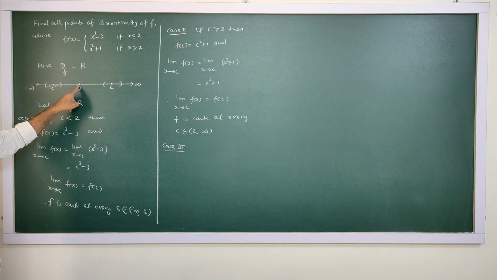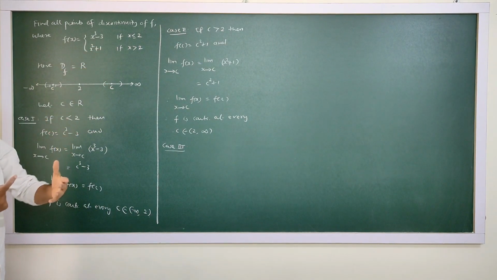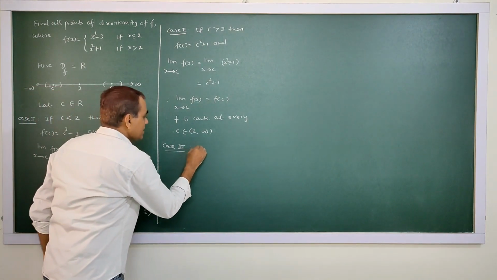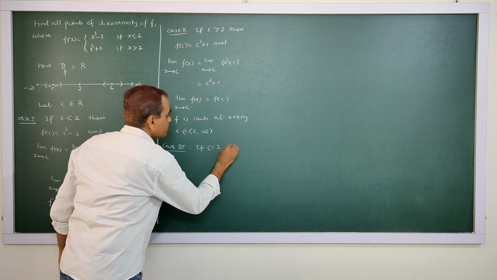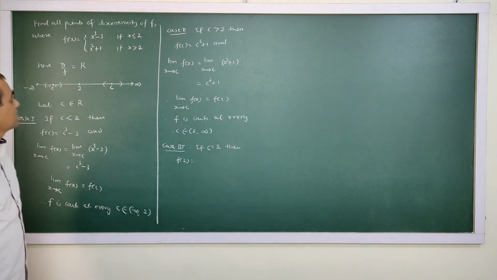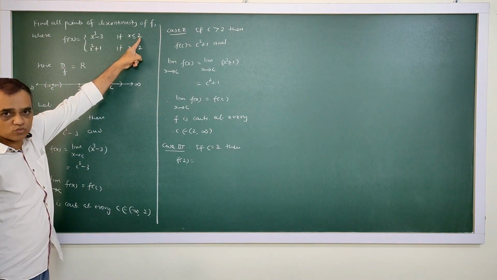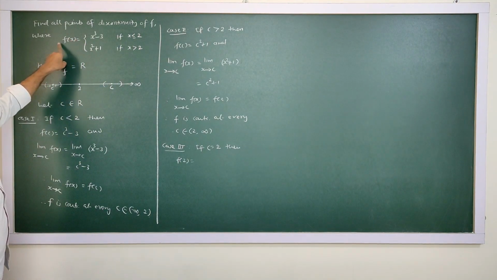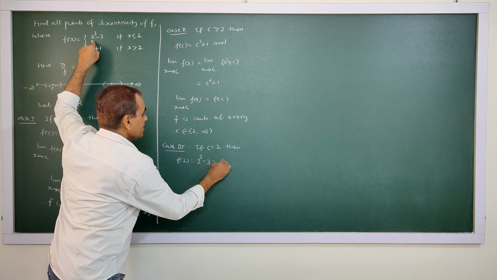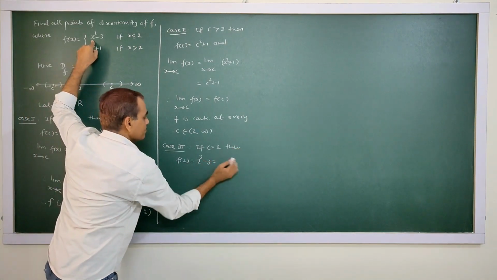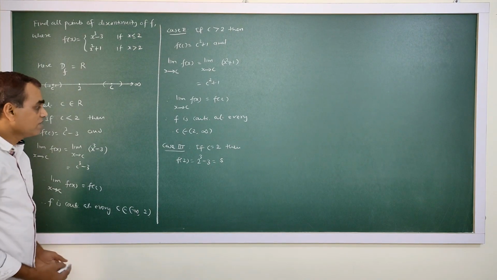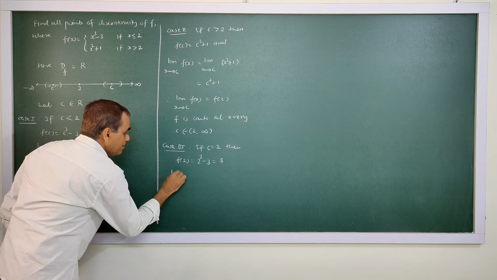What happens at 2? At 2, the function is changing its formula. So here we shall use the left limit as well as the right limit. If c is 2, then f of c, that is f of 2, where x equals 2. Putting 2 here, f of 2 is 2 cube minus 3. It is 6. Sorry, 5. 8 minus 3 is 5.